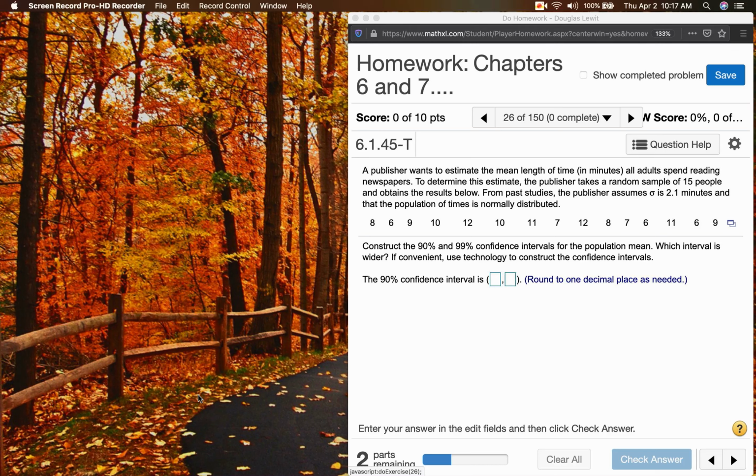From past studies, the publisher assumes that the population standard deviation sigma is 2.1 minutes and that the population of times is normally distributed. So we know the population standard deviation, which means we're justified in using the standard normal distribution. So this is how we would solve this problem.